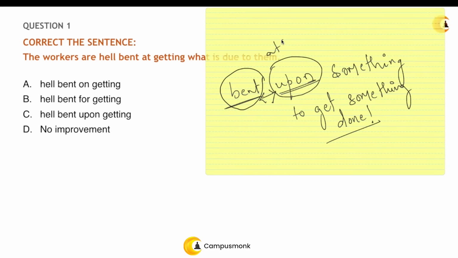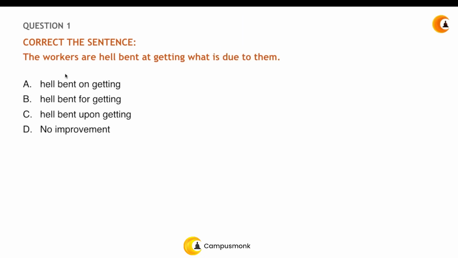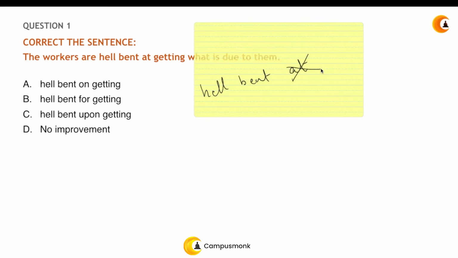Bent at is wrong. You're never bent at something, you're always bent upon. Bent upon means you're always leaning towards, you lean upon, right? You're getting responsible for something, you're depending upon something. That is where the term bent is used. Okay, hell bent upon something for getting something done, right? So what will be your correct answer? The correct answer is option number C. The statement will be the workers are hell bent upon getting. At will not be there, it will be upon, and then getting.